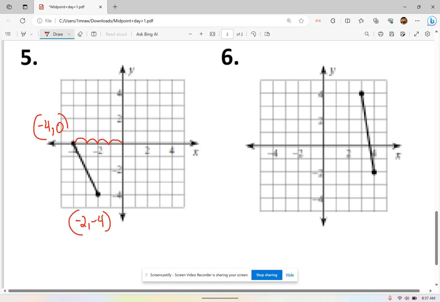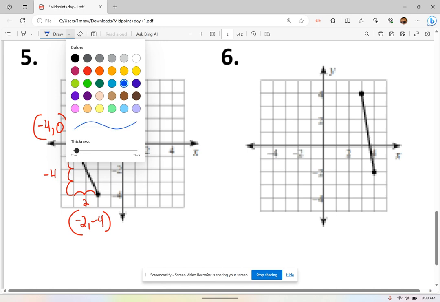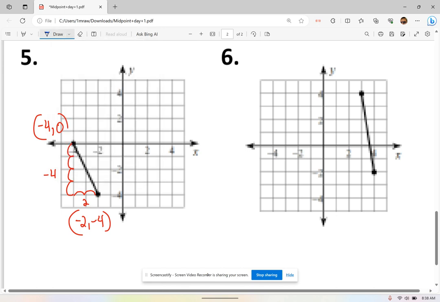And then you can use your point formula, right? But what I like to do is find the slope, rise over run. So this one's 1, 2, 3, 4. So you're going down 4, and then run of 2. So what I like to do is cut that in half to find the midpoint, right? That makes sense. So instead of going down 4, I go down 2. Instead of going right 2, I go right 1. And that's how I would find my midpoint whenever I'm using a graph.